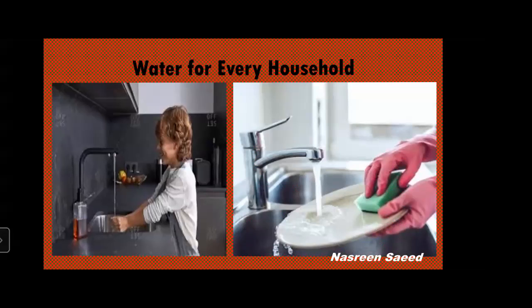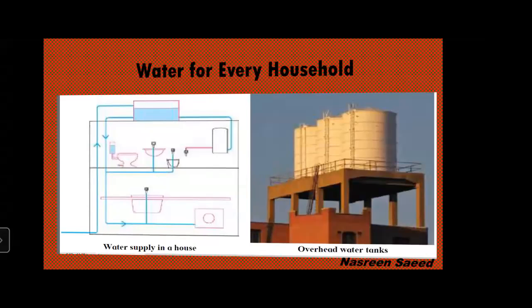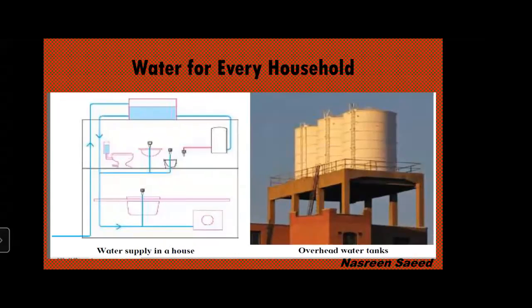This is how water from just one tank can be obtained at several places in a building at the same time. So this way we can use the water from one tank to several places in the building at the same time.